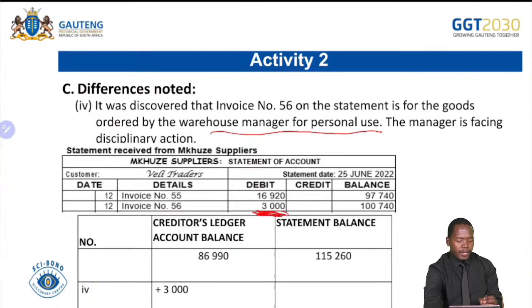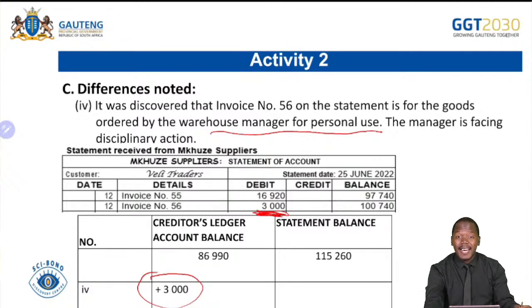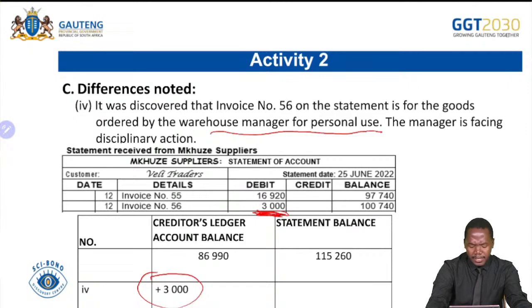Right, now, how do we record? As I've said, we will have to own up to that. We don't have a choice. We will record this. Later on, we may recover this amount from that particular manager. Remember, how do we recover it? There are many ways. We can deduct from the salary of the manager. We can ask the manager to pay immediately. Now, why a plus 3,000?